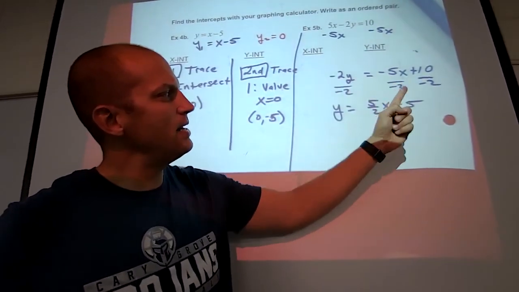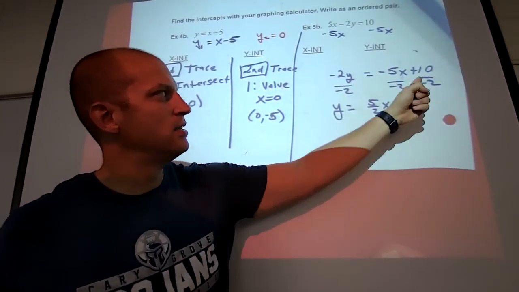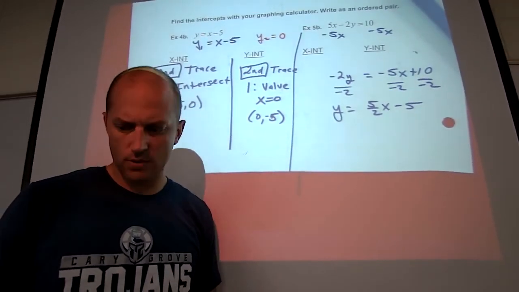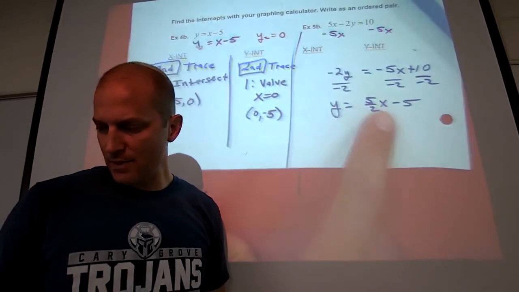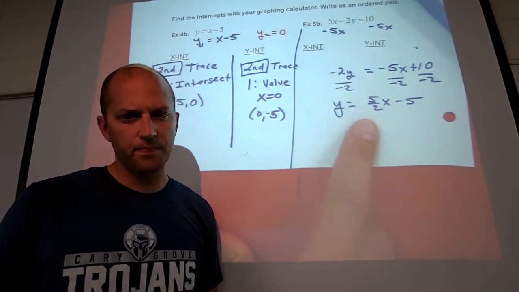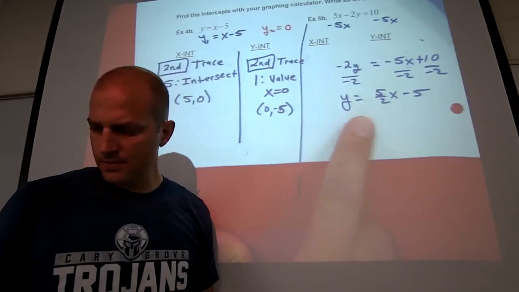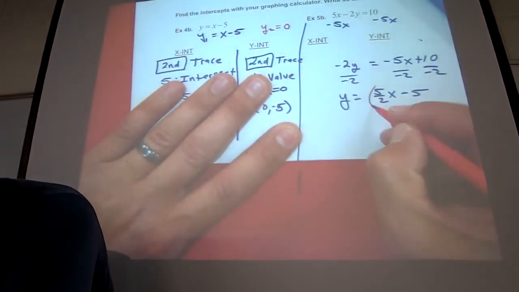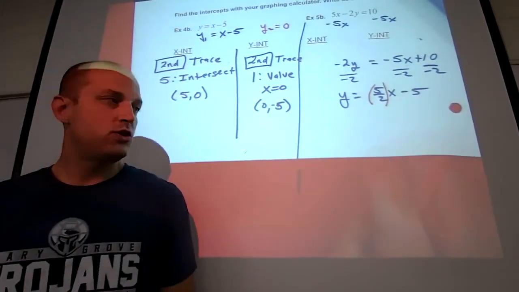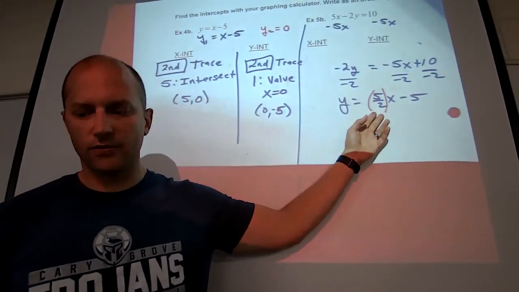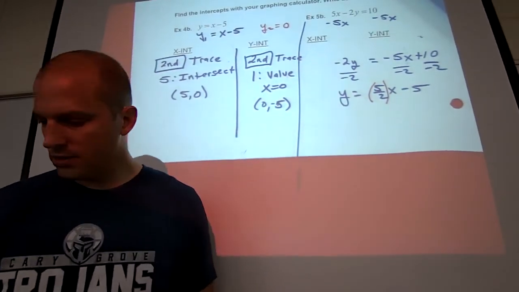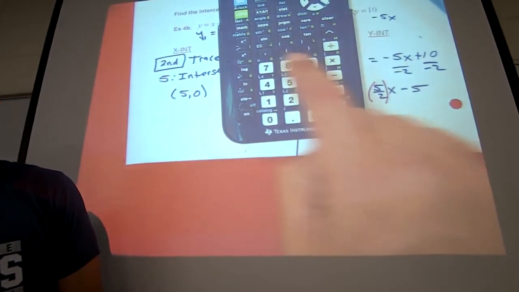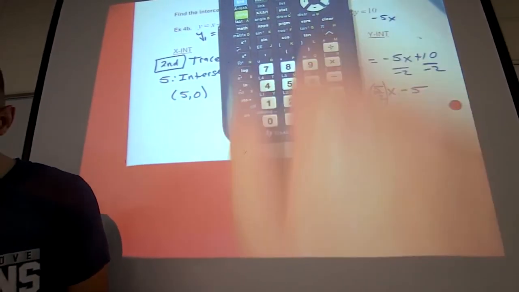So negative divided by negative is a positive 5 halves x. 10 divided by negative 2 is negative 5. Then we could plug that into y1 and go through the process again. Does anybody need me to do that for them or with them? Especially if you have a TI-83, use parentheses around these fractions, okay? So just a reminder, parentheses are above the 8 and the 9. All right?